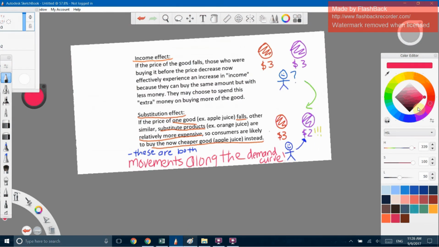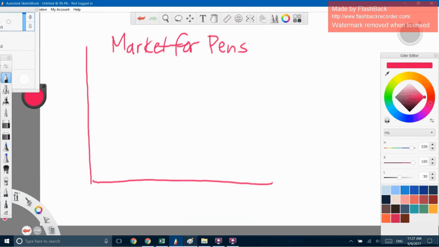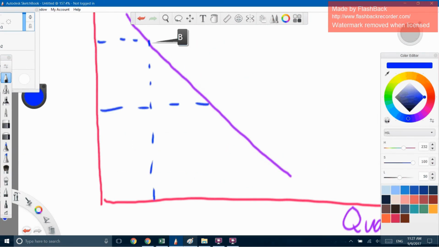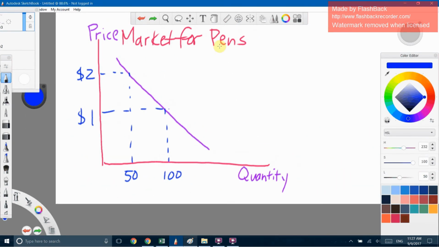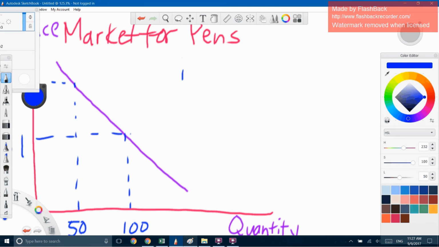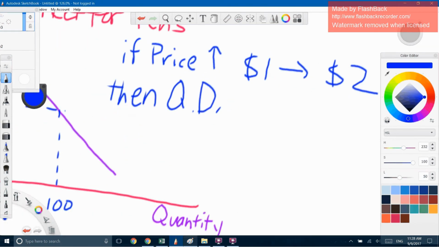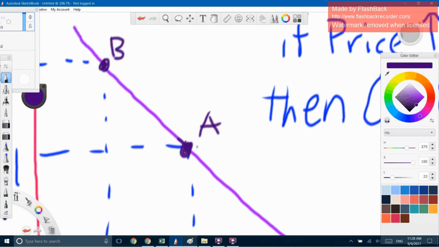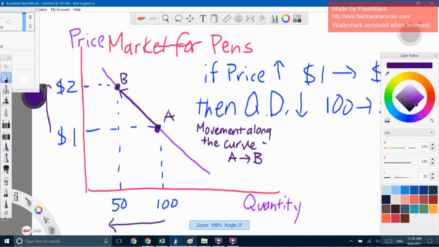So let's talk more about movements along a demand curve. For example, if you have the market for pens, don't forget their labels, price and quantity. And then you have point A and point B. Point A is when the price is $1 and the quantity demanded is 100 pens. And point B would be the other one on the graph there. So if price increases from $1 to $2, then there will be a movement along the curve from A to B, and quantity demanded decreases.